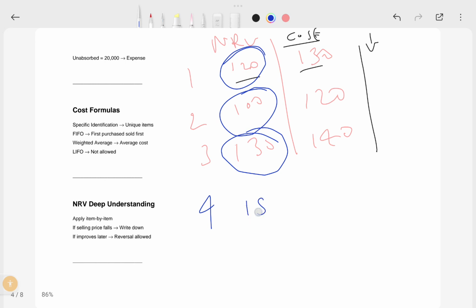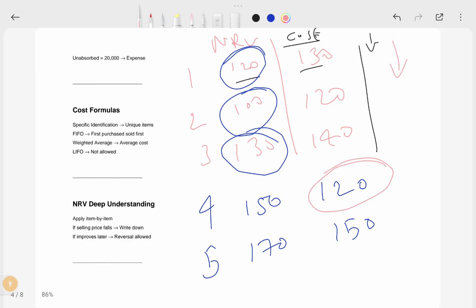Another example, say example 4: the NRV is 150 and the cost is 120. Example 5: the NRV is 170 and the cost is 150. In this case, the cost of the inventory, whichever is lower, is the formula. The cost of the inventory is 150. How it is determined, we'll let you know.